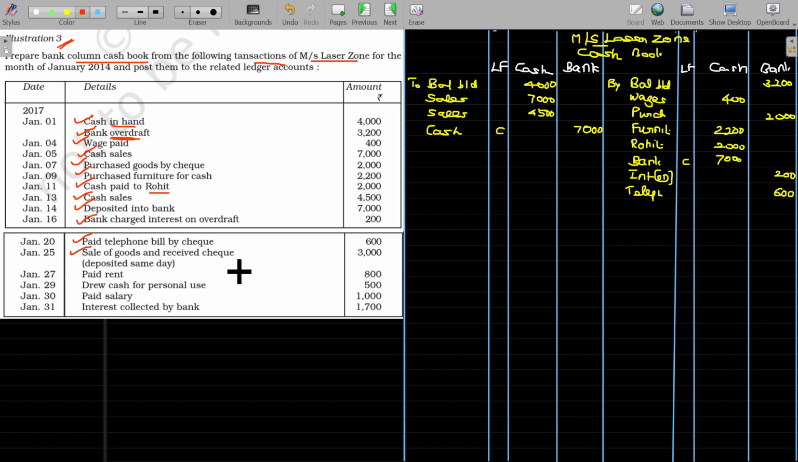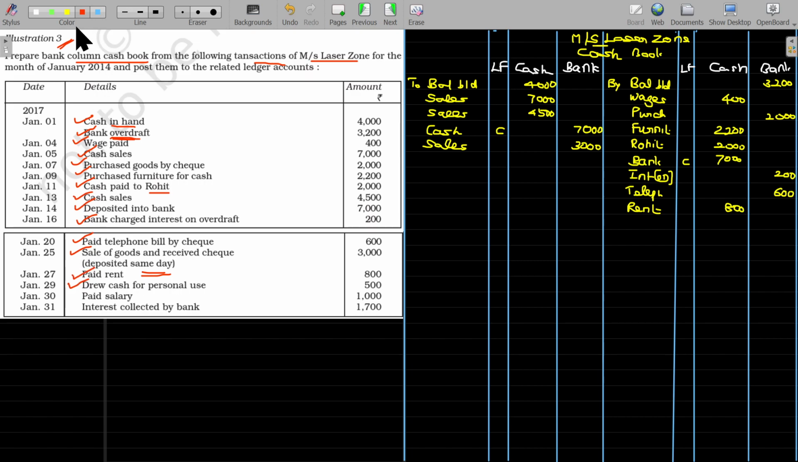Sale of goods and received check, rupees 3,000, deposited on the same date. So in the receipt side, sale, and the check is received and deposited on the same date. So directly you can post that in the bank column. If you are depositing a couple of days later, then at the time of receipt it should be named as cash. Later on deposit to the bank, it will be a contra entry. And paid rent, in the payment side, rent being 800 rupees. I assume the payment by way of cash only.